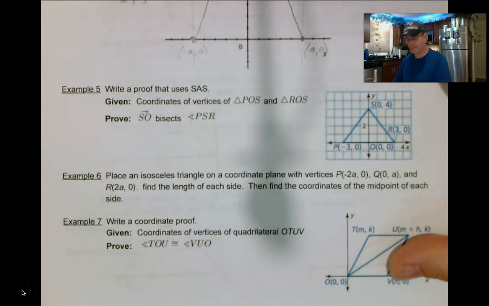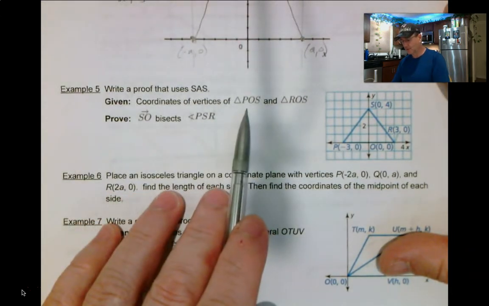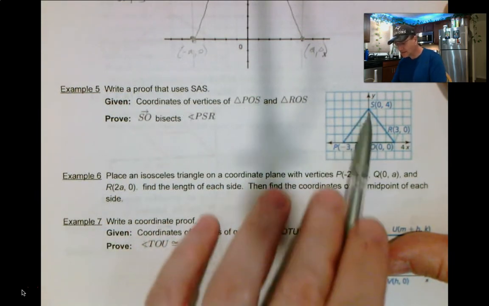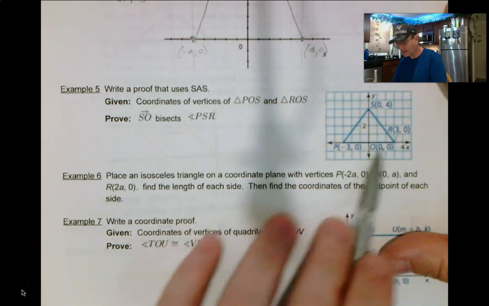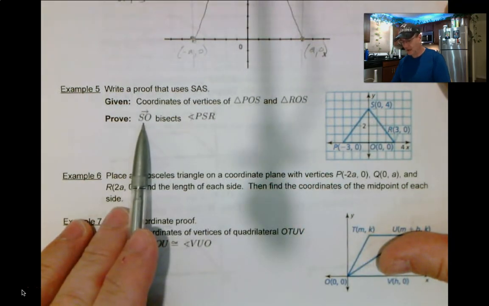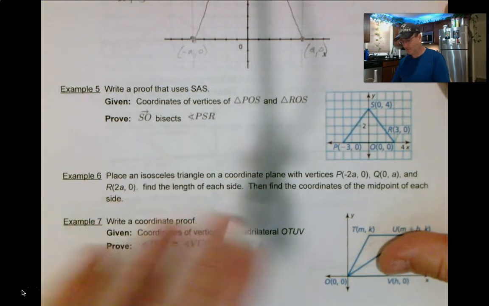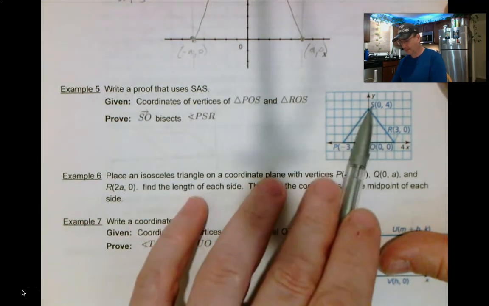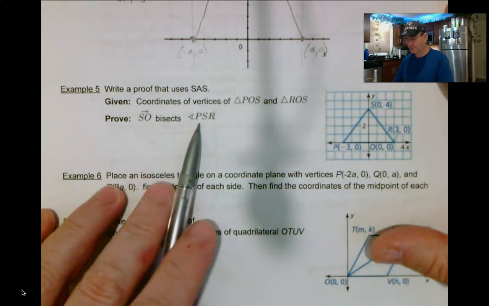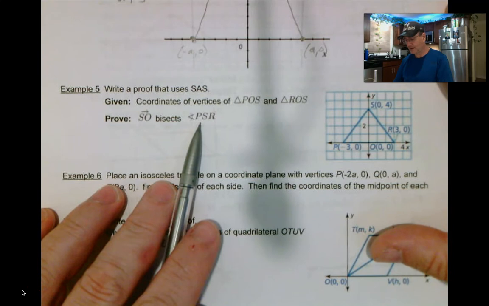Example 5, we're going to write a proof that uses side angle side. The coordinates of triangle POS and ROS are given. We want to prove that SO bisects angle PSR. Okay, that's our goal, is to prove that SO is bisecting angle PSR.